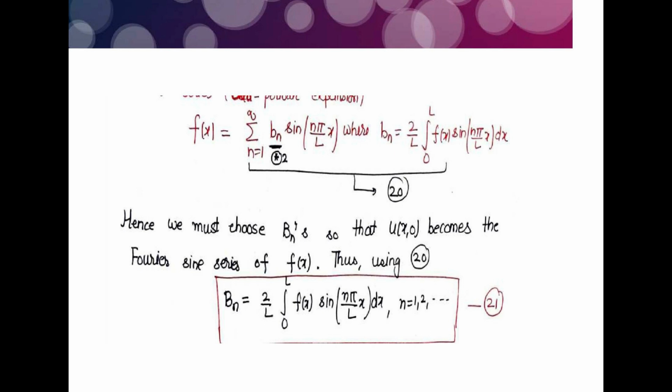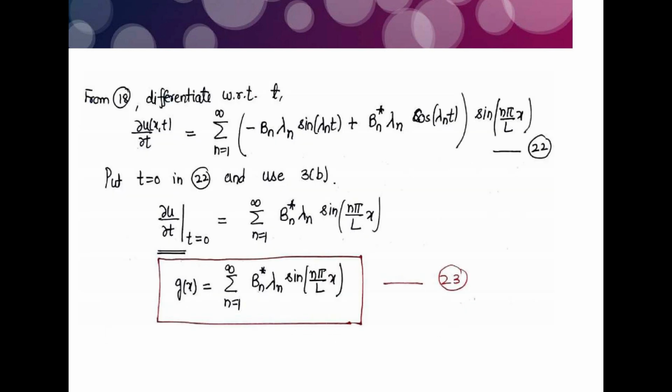So thus, using equation number 20, we must select capital Bn such that this is the Fourier sine series coefficient. So Bn is given by equation number 21, that is 2 by L integration from 0 to L f of x sine n pi over L x dx, for all values of n = 1, 2, 3 and so on. So finally we have the first coefficient capital Bn.